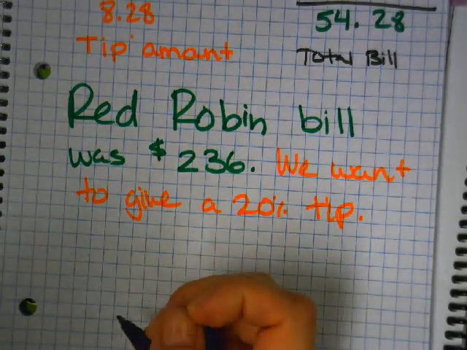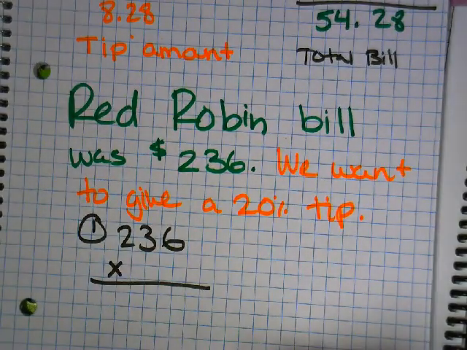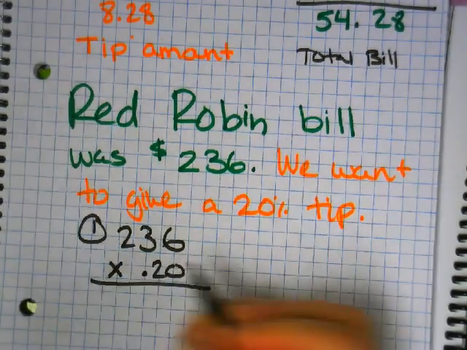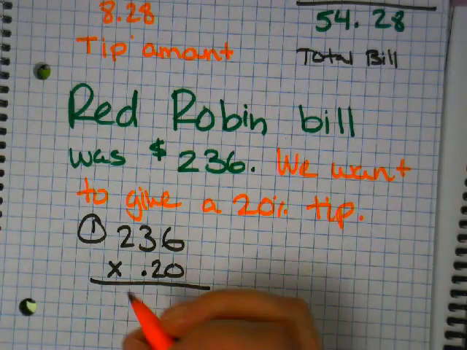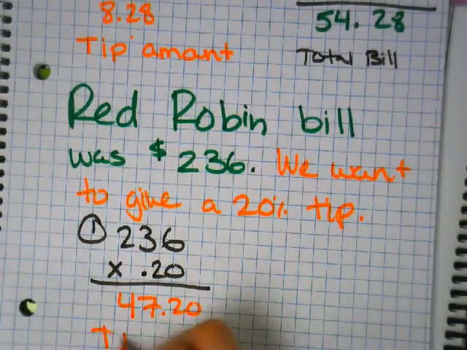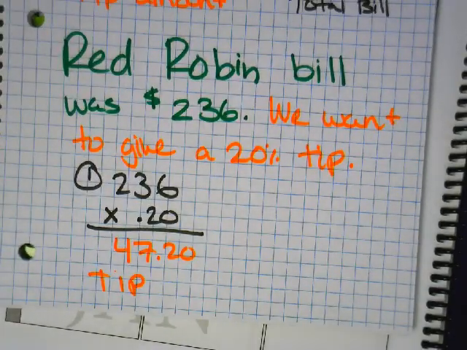It's expensive though. Okay, 236 times what? 0.20. Very good. Type it in. You do it before we do it. Beep, bop, boop, bop, boop. All right, how much tip am I going to leave at Red Robin? $47.20. This is my tip. So that waitress or waiter is going to get about $47 extra. And they keep it. It doesn't go to Red Robin. They keep that money. An extra $47.